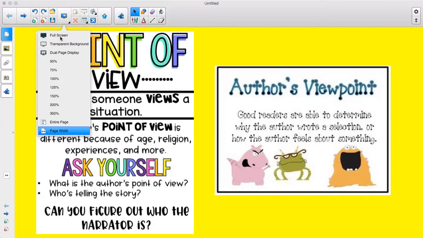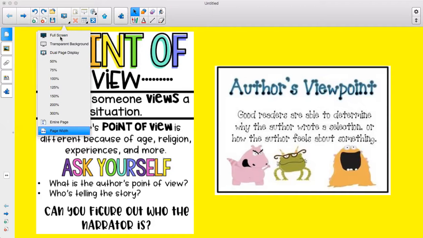The first thing that we do when we get a passage is identify the topic of the text. You're going to ask yourself, what is the whole text about? And that is the topic. The second thing is to identify the author's point of view. How does the author feel about this topic? What is his or her opinion?